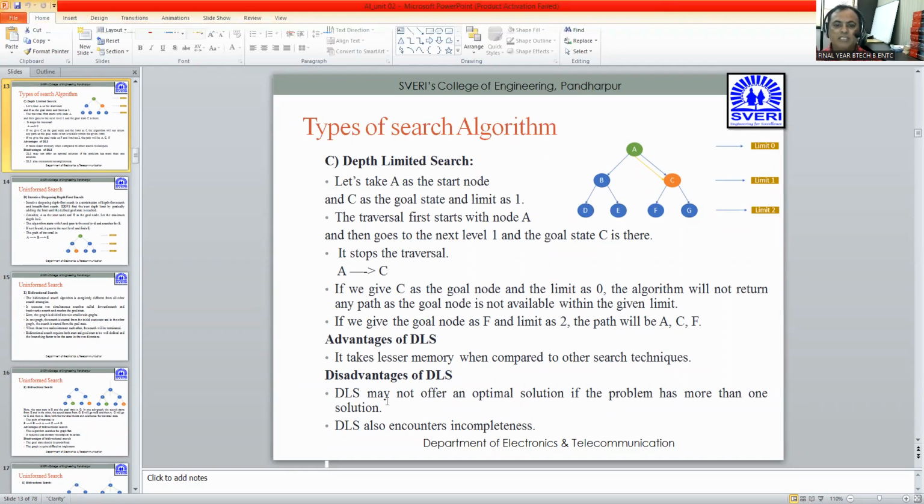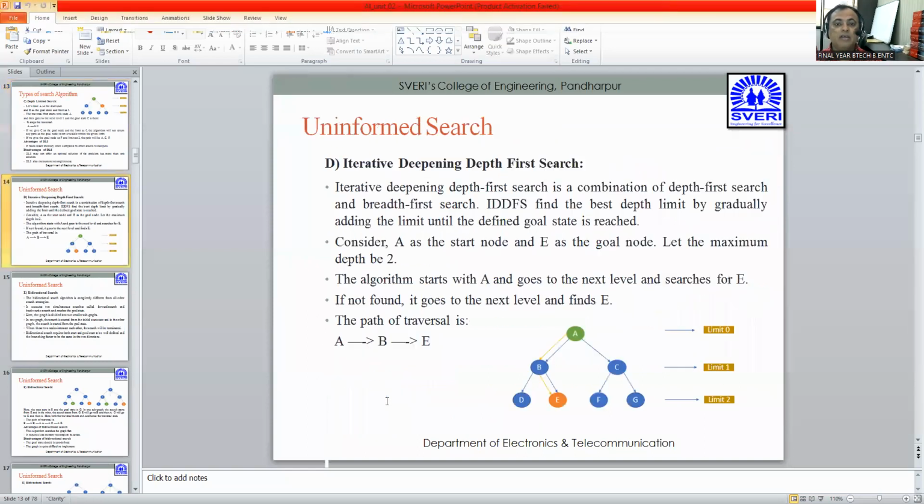Now, what are the advantages? Lesser memory as compared to the other search techniques, gives an optimal solution, and encounters incompleteness. Incompleteness means every input should give an output, but sometimes the output will not come, so we call that incompleteness. Then the next one is iterative deepening depth first search.